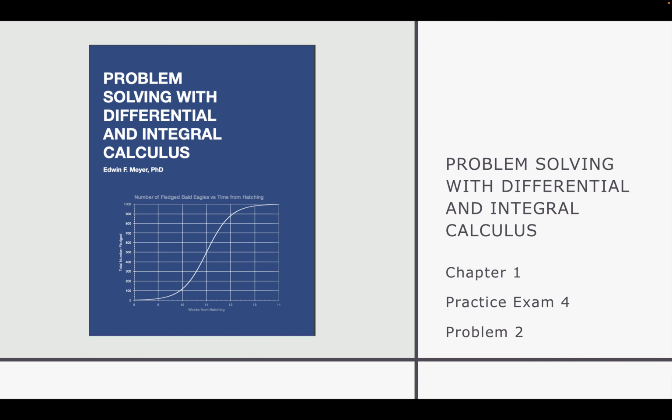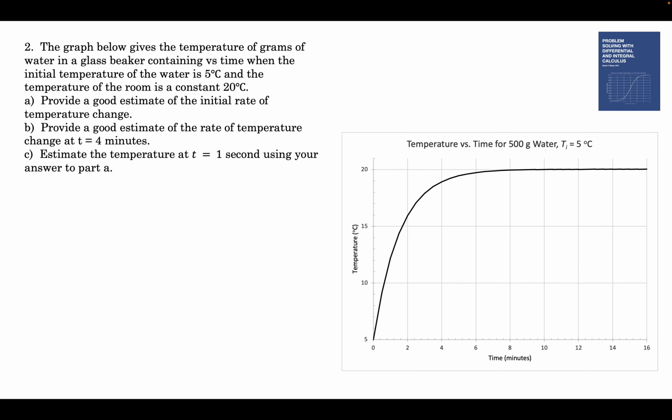Problem 2 on practice exam 4 of chapter 1 in the book Problem Solving with Differential and Integral Calculus. We have an experiment here. We have 500 grams of water in a beaker at 5 degrees Celsius at time equals 0. We put it in a room. The temperature is constant at 20 degrees Celsius, and we monitor the temperature of the water.